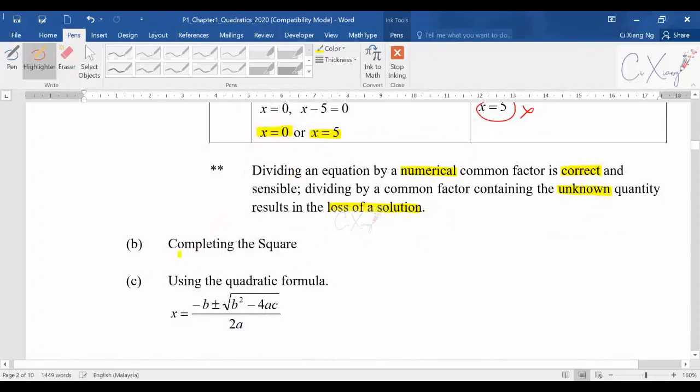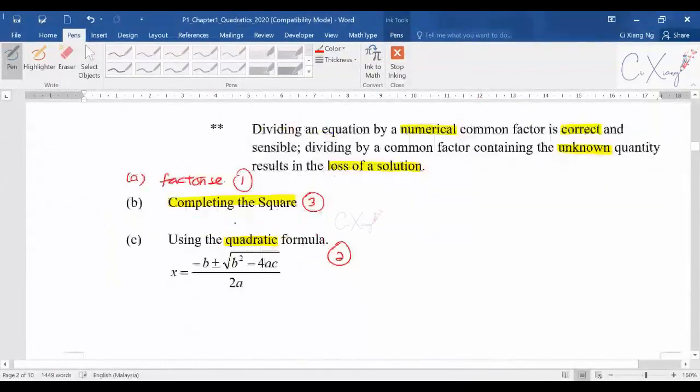So the second method is completing the square. And the third method is using the quadratic formula. Usually for these three methods, which is the easiest one? Factorize. To me, my priority, the first one is factorize. If you are very good at factorization, then the first method is factorize. Then the second method is using the quadratic formula. And the third one only comes to completing the square. So completing the square will be the very last choice for you. This is my priority. So if you can, I strongly encourage you to learn the method of factorization.